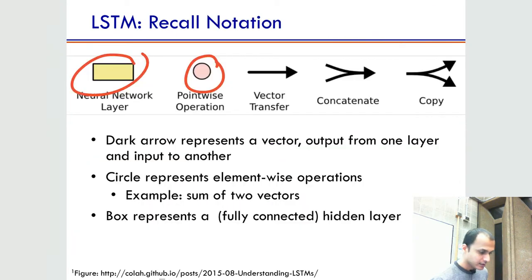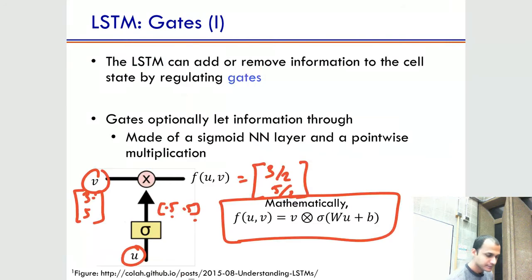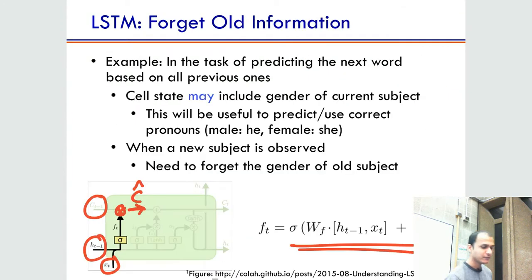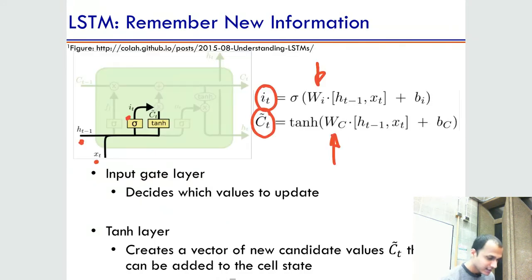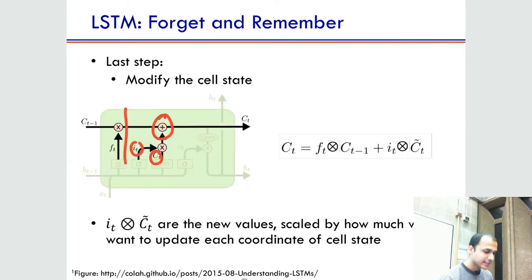So where was I? We looked at two things: how to forget and how to add information. That completely settles the issue of modifying the cell state. Now what we're going to do next is figure out what this additional ht output is. It's just a simple transformation of the cell state. And what is that?